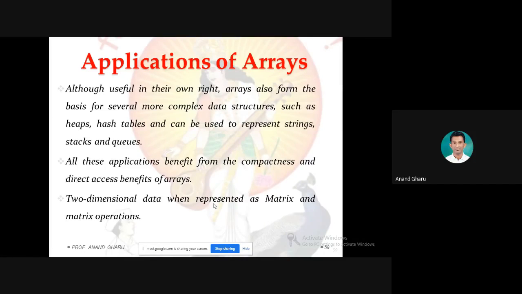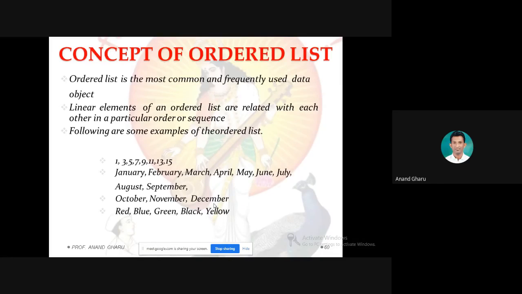We can use array to represent a polynomial. Okay, next concept. The next topic is the concept of ordered list. Ordered list, as the name suggests, ordered means again the same, sequential or same type of data. Ordered list is the most common and frequently used data object. Linear elements of an ordered list are related to each other in a particular order or sequence.